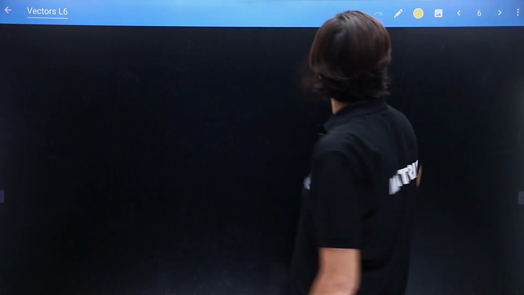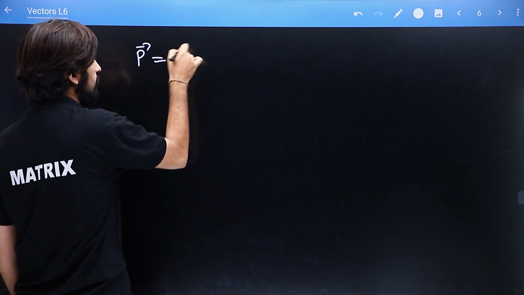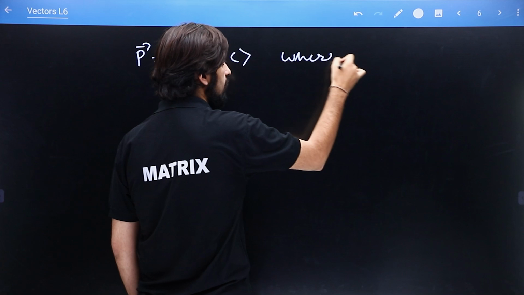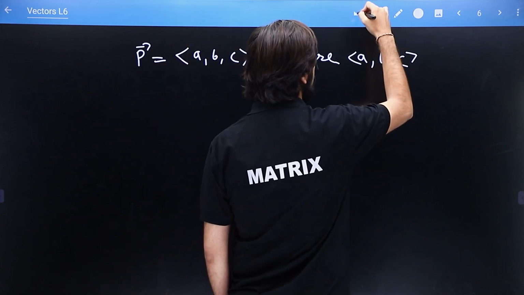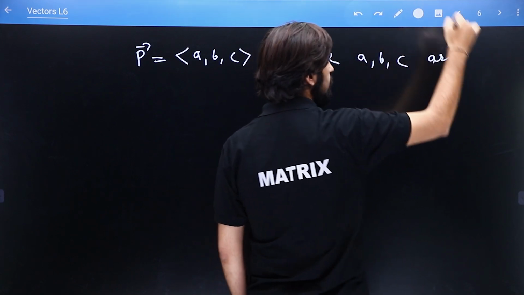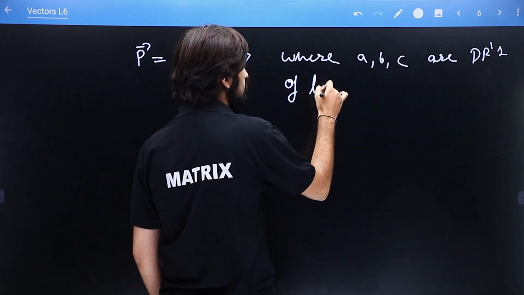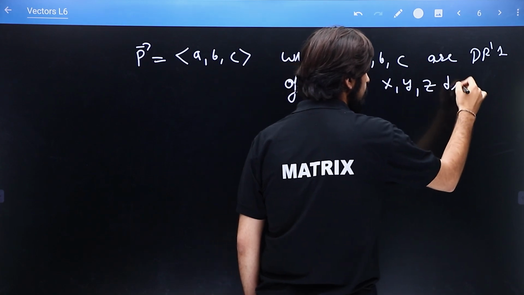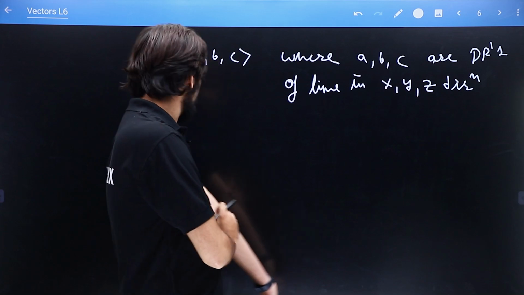One more thing. What I told you in the start, that for vector P, it is given A, B, C, where A, B, C are DRs of the line in x comma y comma z direction respectively. Okay, these are in x, y, z direction respectively.